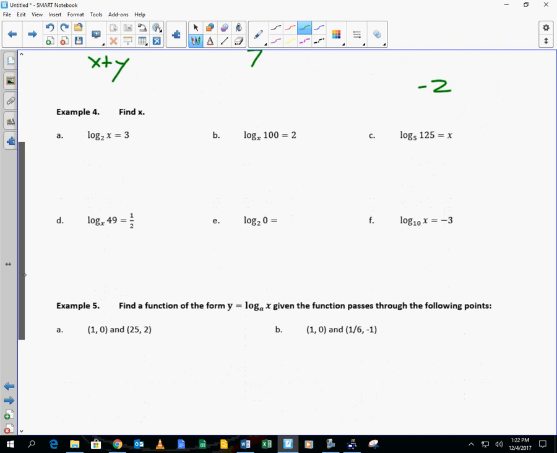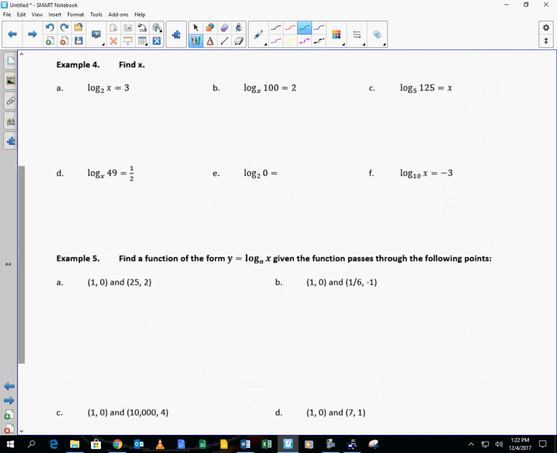Yeah, very good. Well said. Deceptively simple. Thank you. Once you know the property of inverses, it makes it really nice.